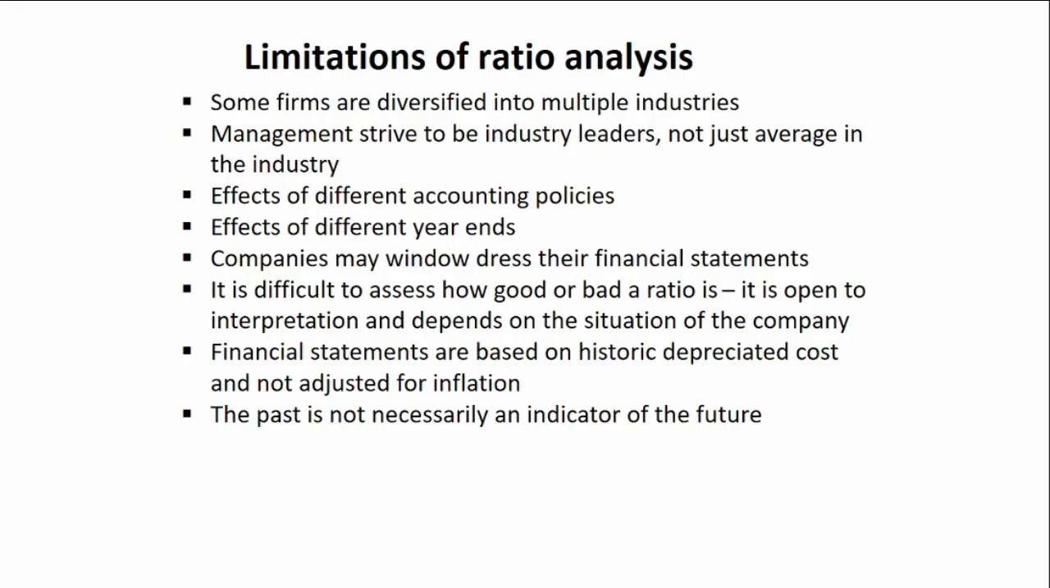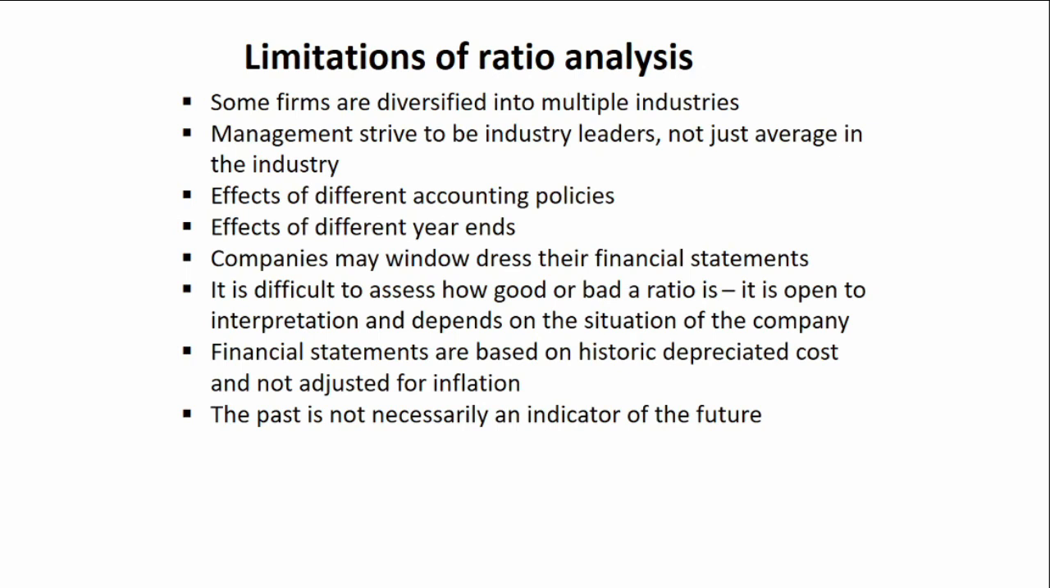Right, students, now that we have gone through how to perform a ratio analysis and gone through the various types of analysis, we can now discuss the limitations of ratio analysis. The first limitation is that some firms are diversified into multiple industries. So this makes it difficult to compare firms against one set of industry averages. So companies should rather perform segment reporting and then compare each segment to the industry.